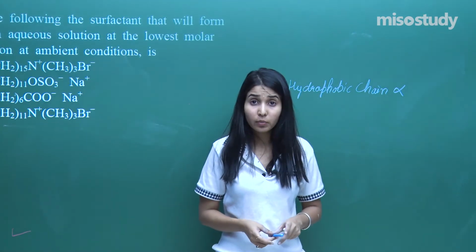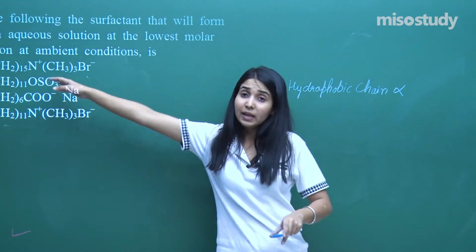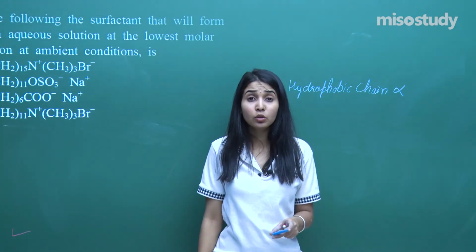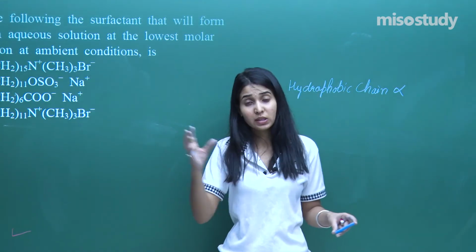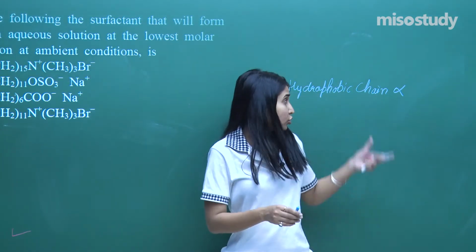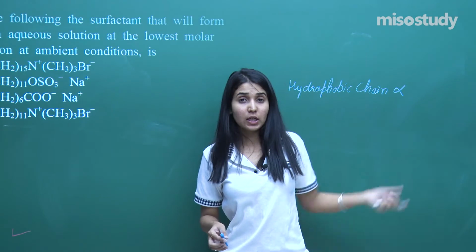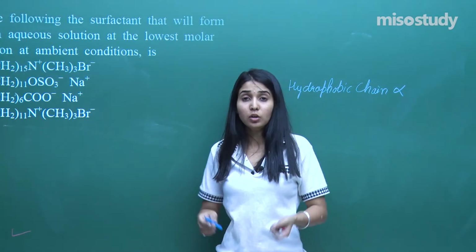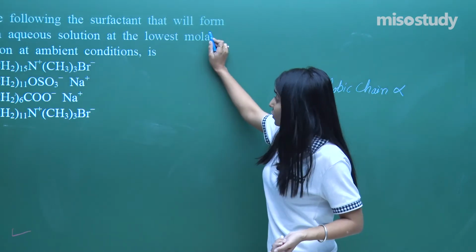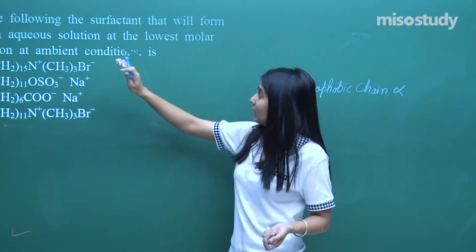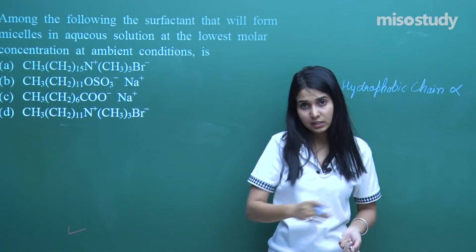What is the hydrophobic part? That is nothing but my alkyl part. That's what we have been doing. That's how we discussed the surfactants. That's how I say soaps and detergents are referred to. So it says that the hydrophobic chain is directly proportional to the micelle concentration value. That means that is proportional to the micelle in aqueous solution at the lowest concentration.